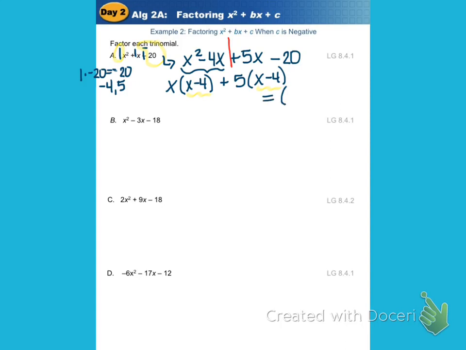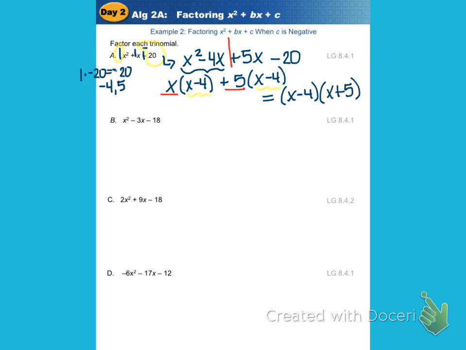So that means one of my binomials is that x minus 4, and the other one is the numbers that come from out in front, and that is the x and the plus 5. So that's going to form another binomial. That's one of my factors.